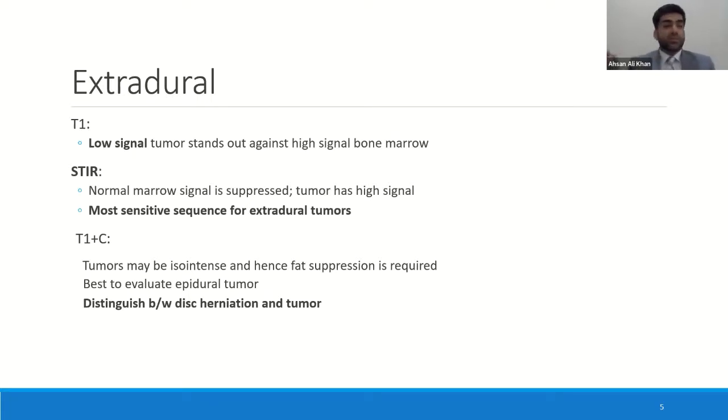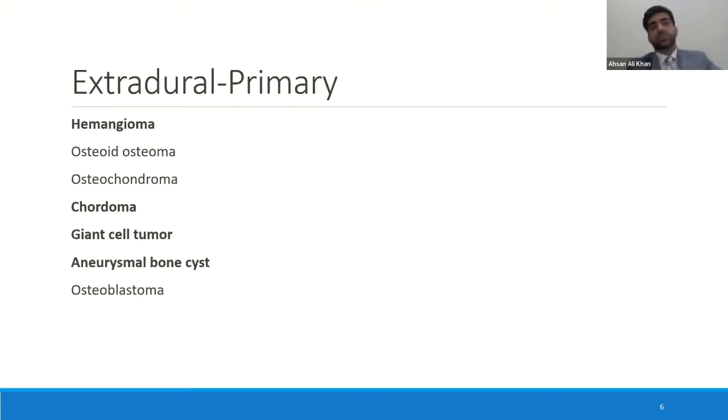And it plays a very good, I would say, a fantastic role whenever you're going to distinguish between disc herniation and tumor, because usually we do not go for contrast when there is a degenerative disease, right? But when there's a diagnostic dilemma between the tumor and the disc herniation, at that time the contrast enhanced can play a very vital role. So it's a list of some primary tumors.